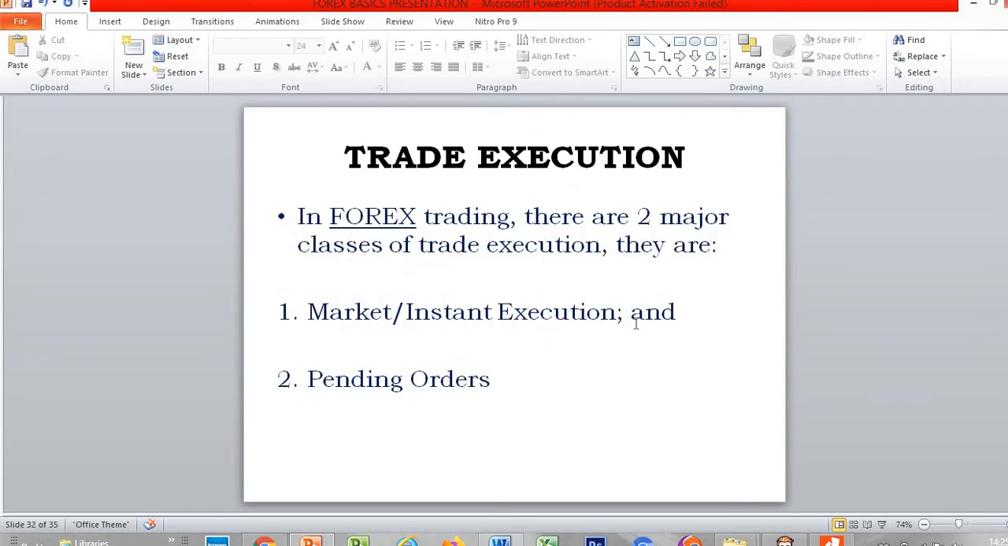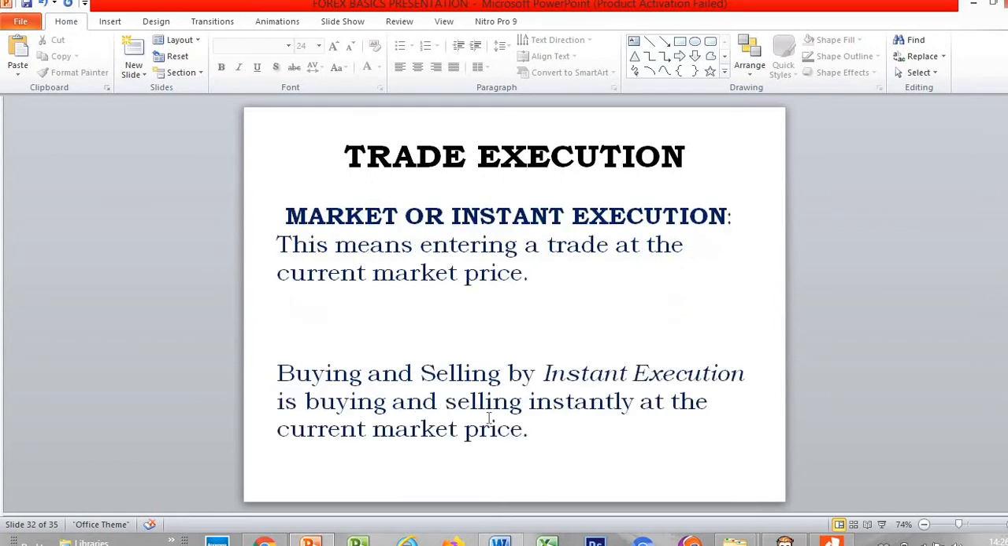So, talking about trade execution. All right, there are two major classes of trade execution in forex trading. First, we have the market or instant execution, and the second one we have the pending orders. When we talk about the market or instant execution, this means entering a trade at the current market price, whatever the price is at that particular point, you enter that trade immediately.